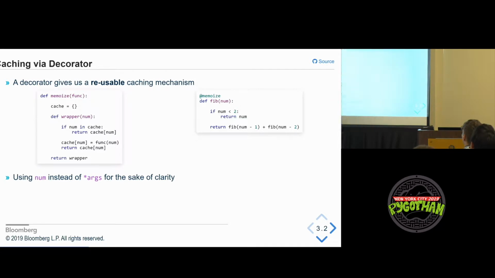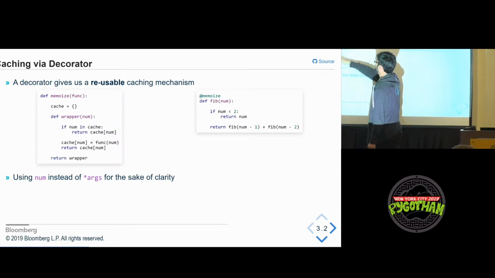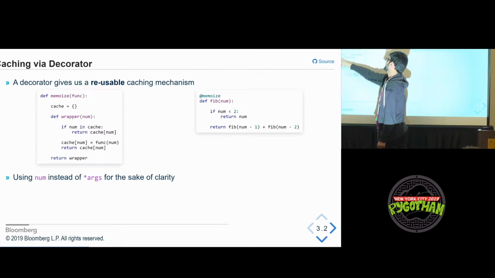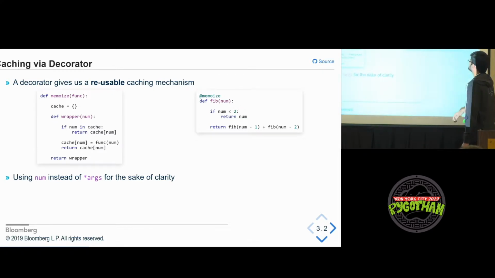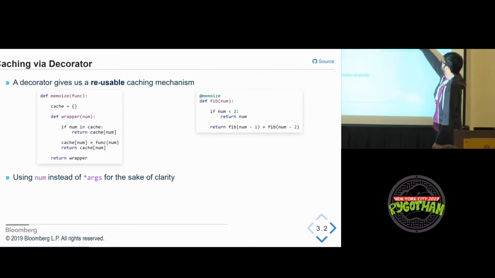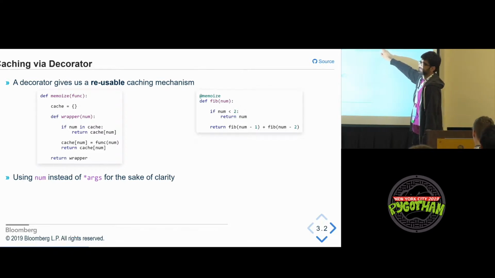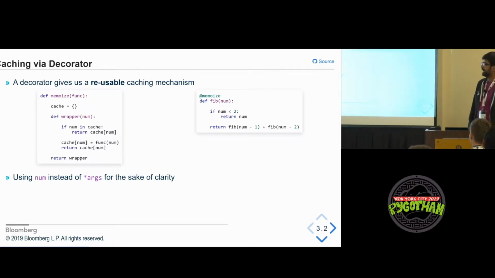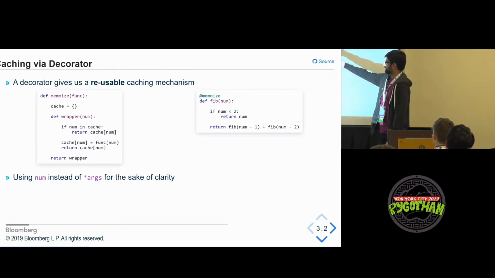So you have a cache, which is just a dictionary. It's in the outer function, so it's going to get closed over. Here you have your inner function. If the number is in the cache, return the cache version. Otherwise, calculate the actual value, store it in the cache, return that, and that's it. And I've used a number instead of args to make it simple. So I take the same function definition and I just slap the decorator on top of it, right? And the idea is it should just go to the cache.